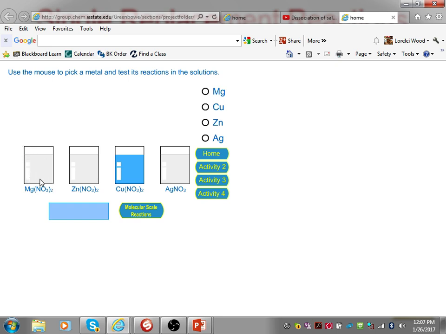I've got magnesium nitrate. So what kind of ions are floating around in this solution? Magnesium and nitrate in a ratio of 1 to 2, right? What about this solution? Zinc and nitrate. This one must have copper and nitrate. Why do you suppose that one's blue? Well, look at it from a science perspective. They all have nitrate in them, right? So it must not be the nitrate that's making it blue. What must be making it blue? Copper. When copper ions are in solution, the solution appears blue.